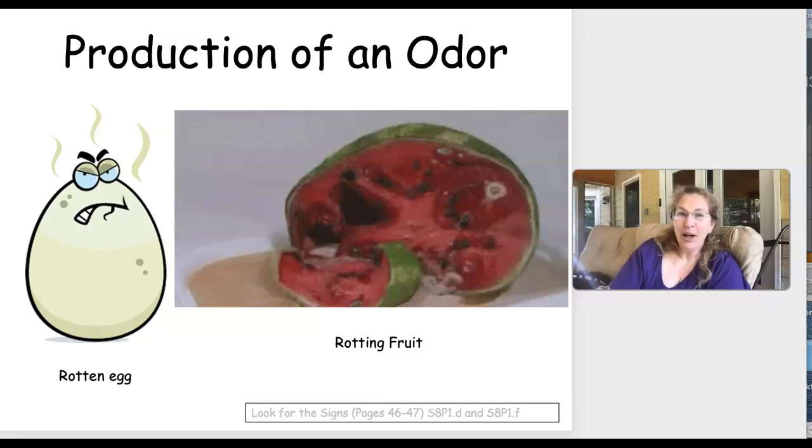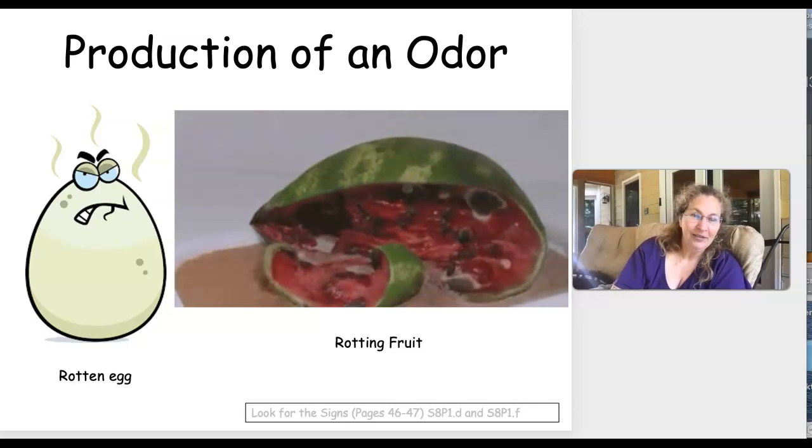The example of the watermelon rotting on the slide. There are chemical changes within the tissues of that watermelon as it rots. And so it changes from that nice, juicy, tasteful watermelon to a rotten, stinky watermelon. A chemical change has occurred.